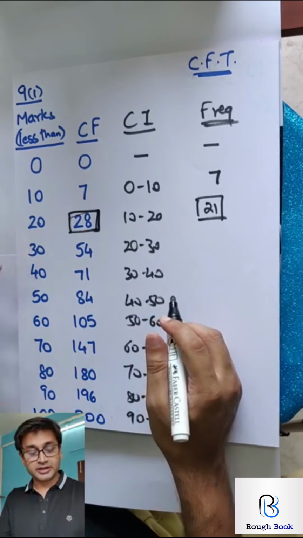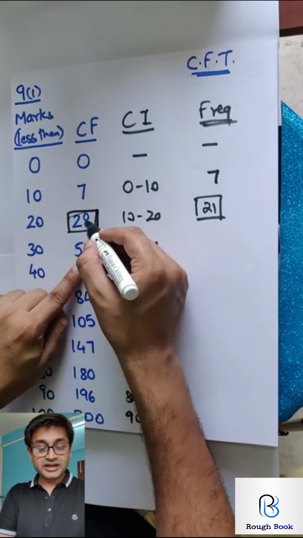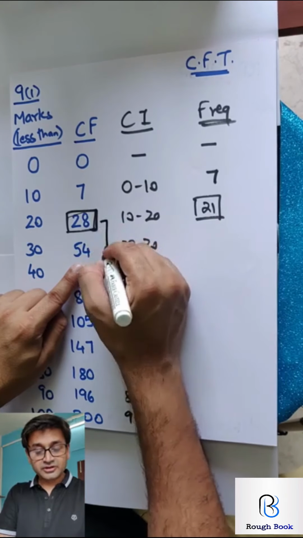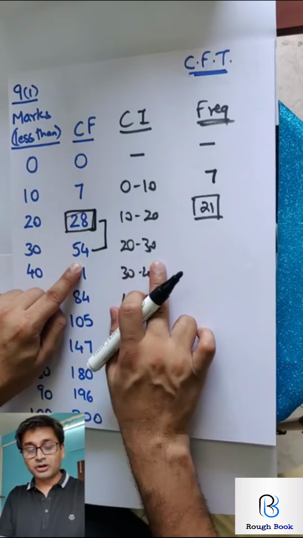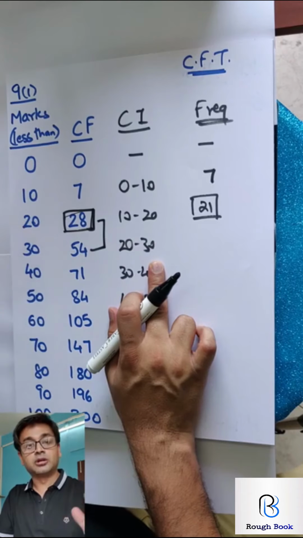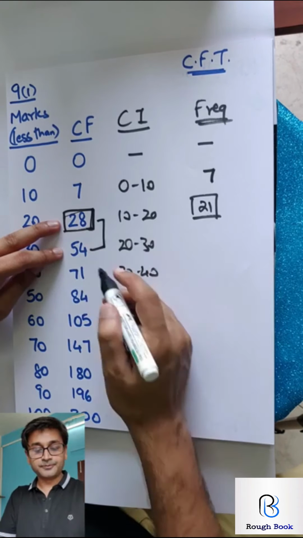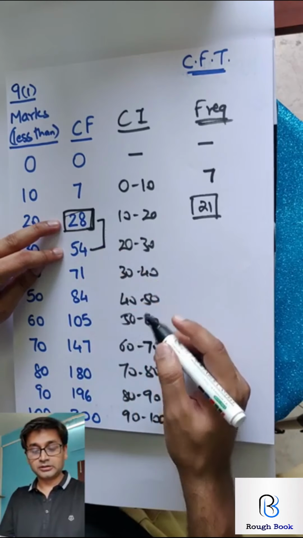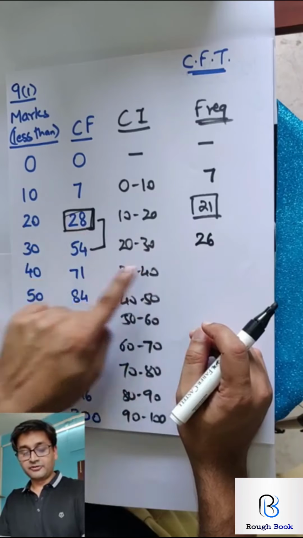One more time I am explaining. Less than 30 is 54 numbers. Out of that, less than 20 are 28 numbers. So if I remove 28 from 54, then whatever I get will only fall in the bracket between 20 and 30, because the rest were below 20. Is that clear? So 54 minus 28, how much will I get? 26. Let me add and see: 28 and 26 is 54. Correct.